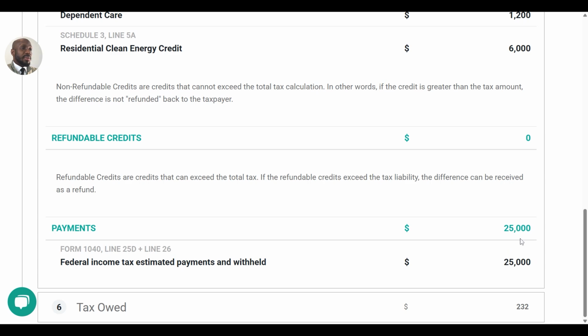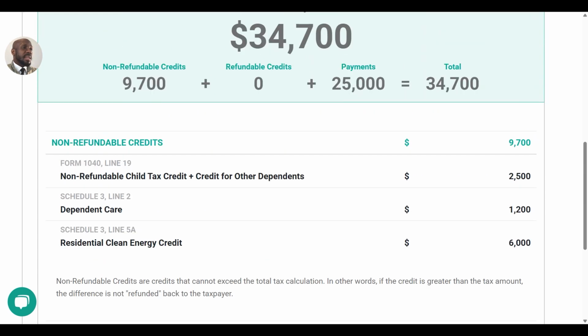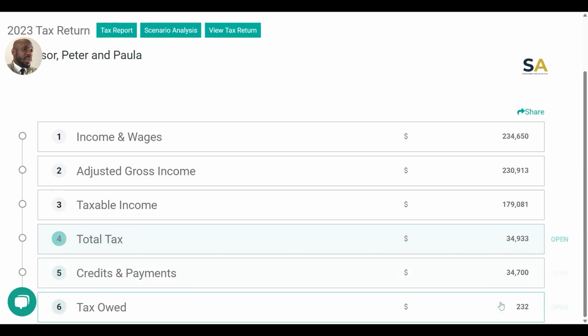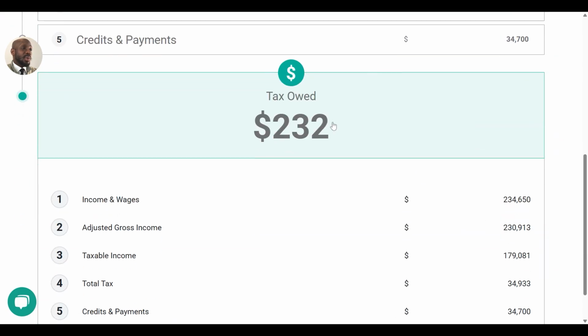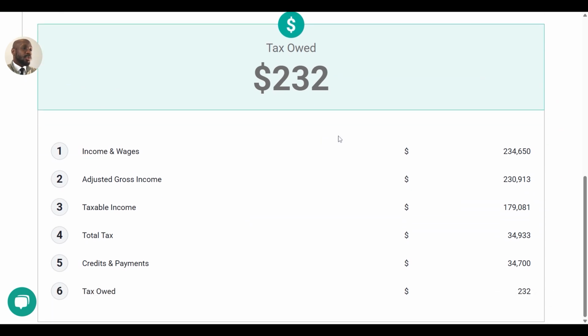So all in all, they have $25,000 in tax withholding, as well as $9,700 in credits, for a total of $34,700 in credits and payments. So this is almost matching what they owe in taxes. So the net amount that they owe is just $232, right? And this is the full breakdown, top to bottom, of what we just went through.